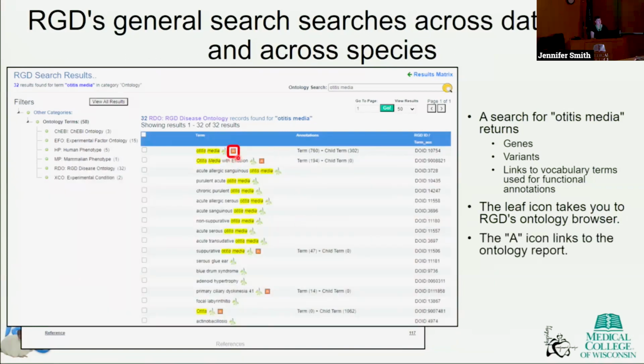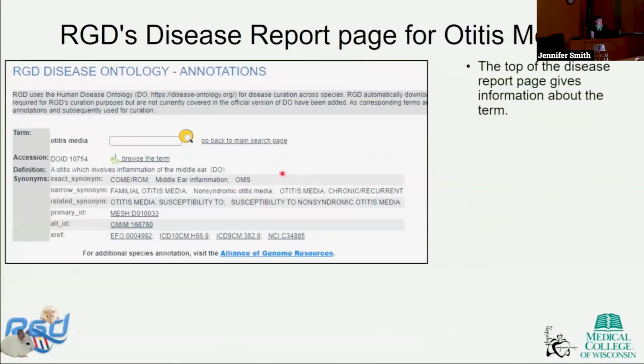The A icon in the search results links to RGD's ontology report. This is the top of the page for the ontology report for Otitis Media. You'll see that it has information about the term, including a definition, a number of synonyms, and links to related terms in other vocabularies and related information in other databases, such as Online Mendelian Inheritance in Man, or OMIM.